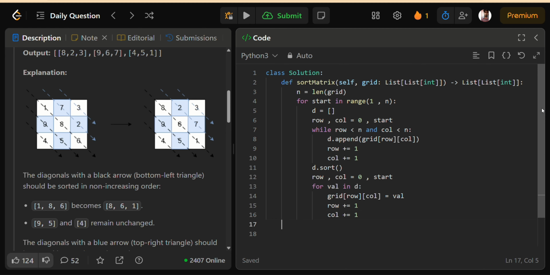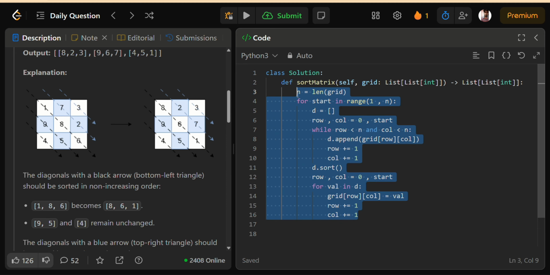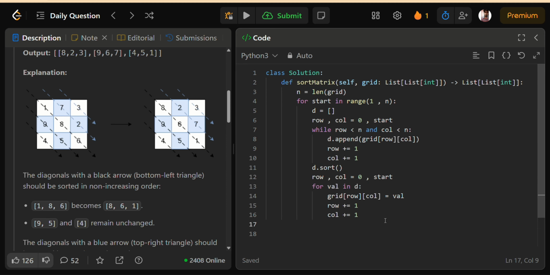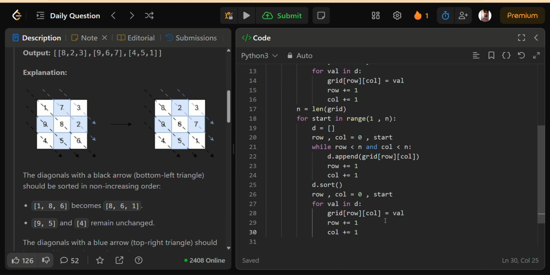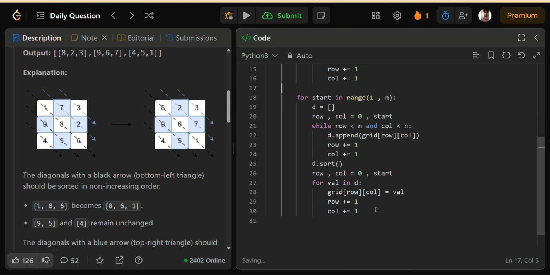is O(n). The biggest insight here is to realize that instead of struggling to manipulate diagonals directly inside the matrix, it's much easier to extract them into a temporary list, sort them, and then write them back. This keeps the logic simple and clear.